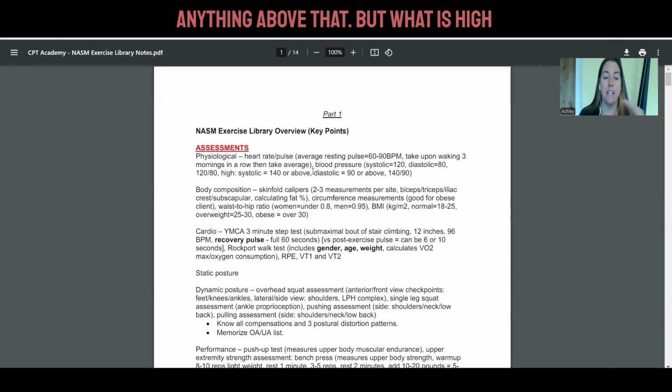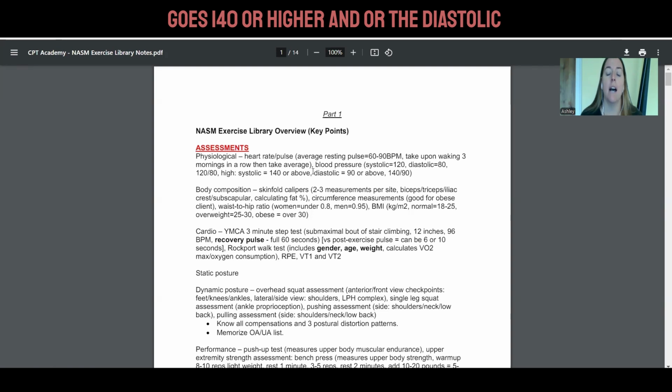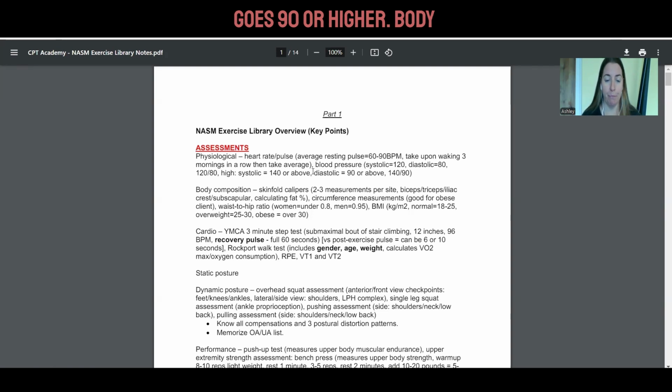High blood pressure is anything above that, but what is high enough that you're going to be required to take medication is when the systolic goes 140 or higher, or the diastolic goes 90 or higher.